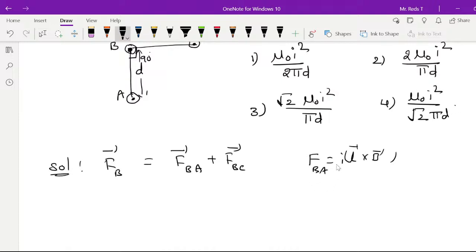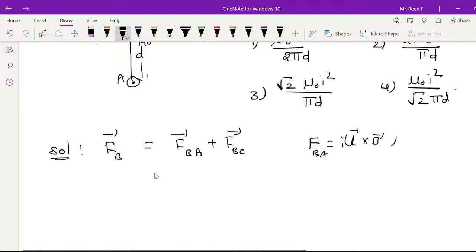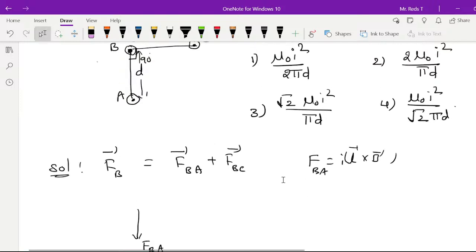Only magnitude you want. So this you have to visualize carefully, guys. Okay, so here F1, you can understand that force on B due to A will be downwards. By using your right hand thumb rule, you can visualize it. Similarly, force on B due to conductor C. Due to conductor C, magnetic field will be downwards, as the current in this is outward, L is outward.